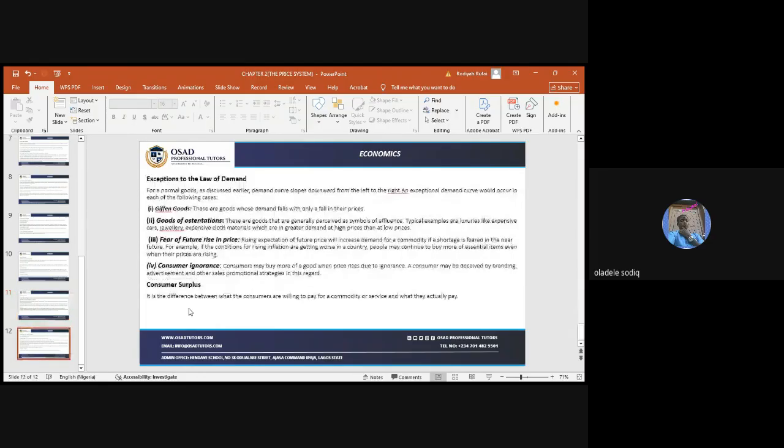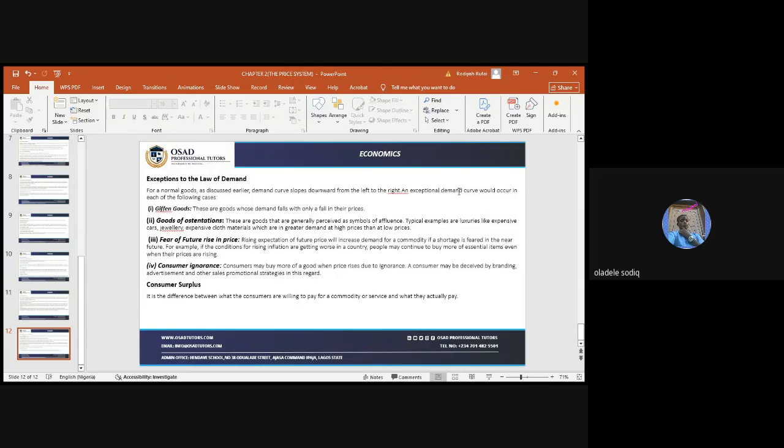And the last one, we have exceptions to the law of demand. For normal goods, as we have said earlier, the demand curve slopes downward from left to right. Please take note, this is a question that can come as an objective question. For normal goods, the demand curve slopes downward from left to right. If it is possible, take note of that.